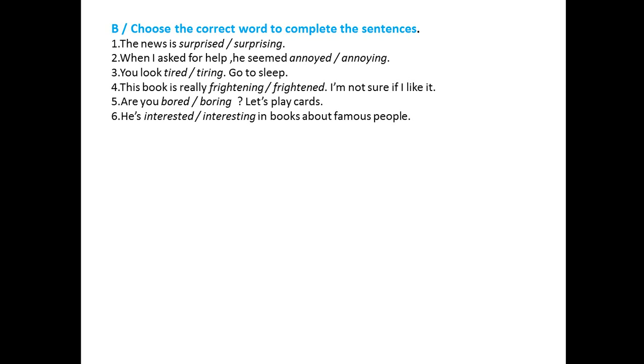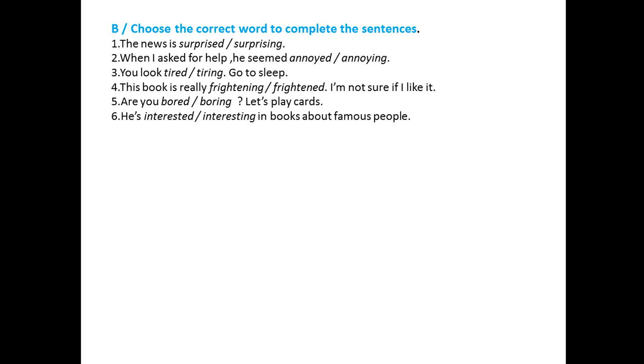Number 3, you look tired. Go to sleep. Number 4, this book is really frightening or frightened. I'm not sure if I like it. Number 5, are you bored or boring? Let's play cards. Number 6, he is interested or interesting in books about famous people.